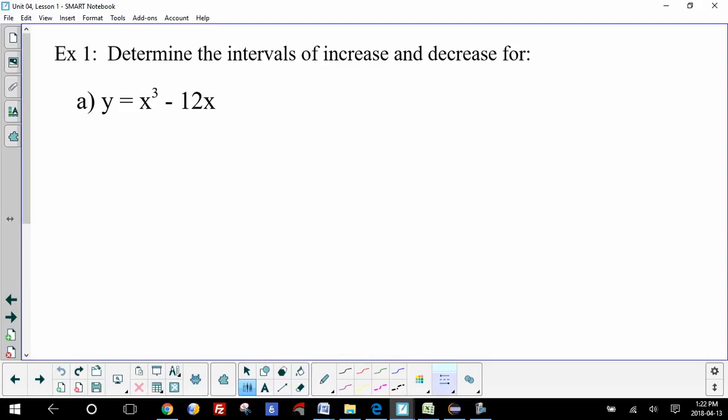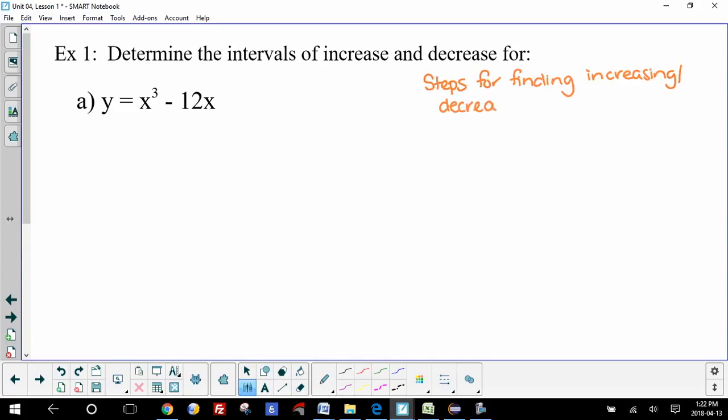This video is to explain the first step for our graphing algorithm using calculus. The step that we're going to focus on today is determining the intervals of increase and decrease. And we're going to use this example of y equals x cubed minus 12x.